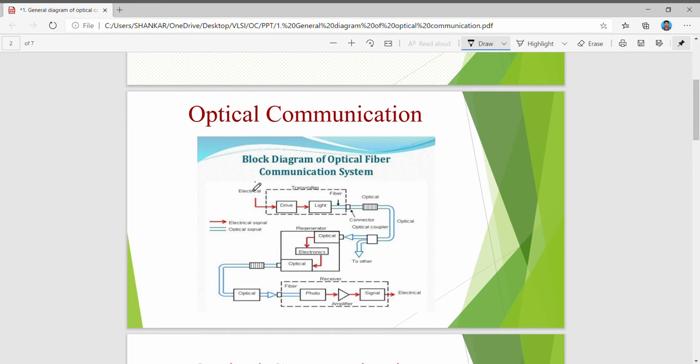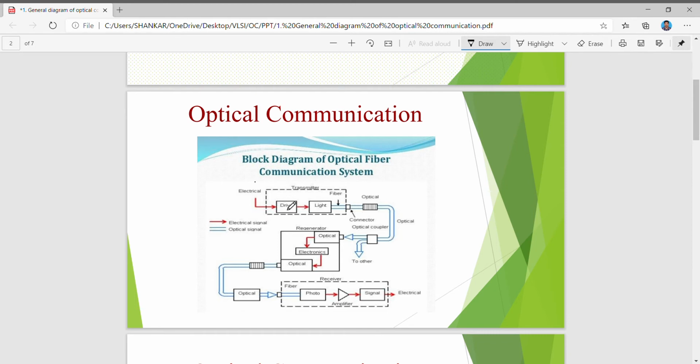Suppose the electrical signal is applied to the optical fiber cable. Generally this electrical signal is applied to the transmitter section. In the transmitter section, whatever electrical signal we apply will be converted into the form of an optical signal, and that signal is transmitted to the receiver through the optical medium.